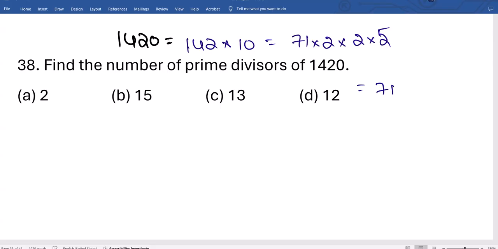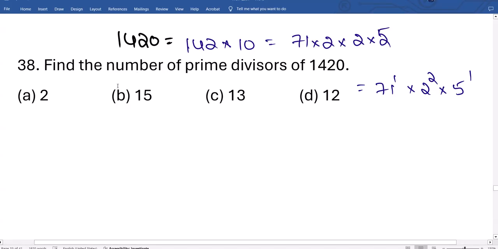71 is a prime number, so 1420 is 2 square into 5 power 1 into 71 power 1. Here options are actually not available. As I mentioned, you can ignore options.